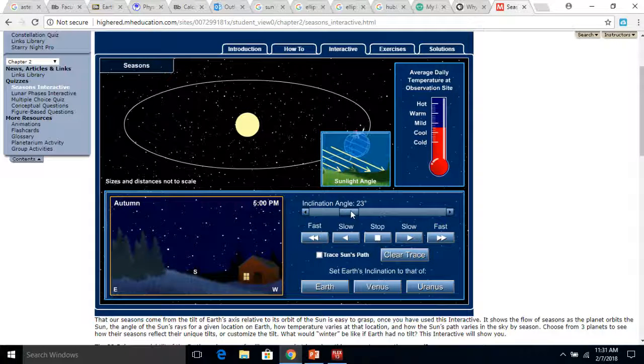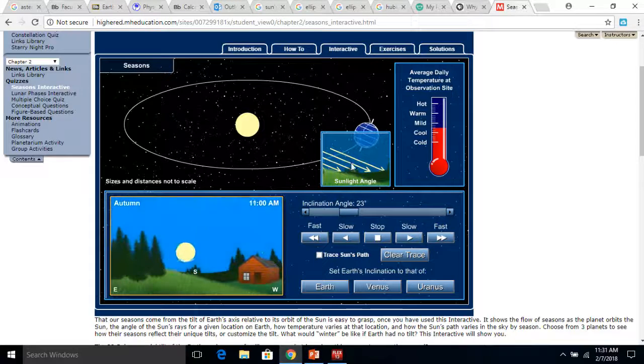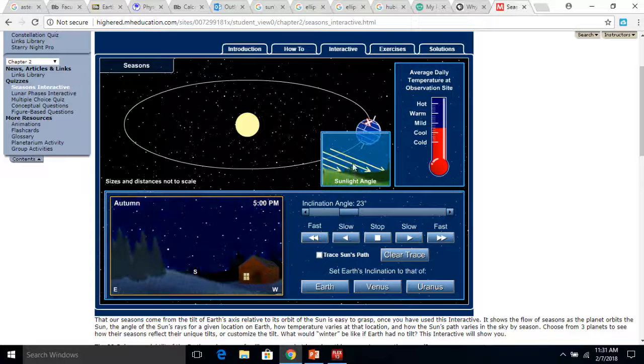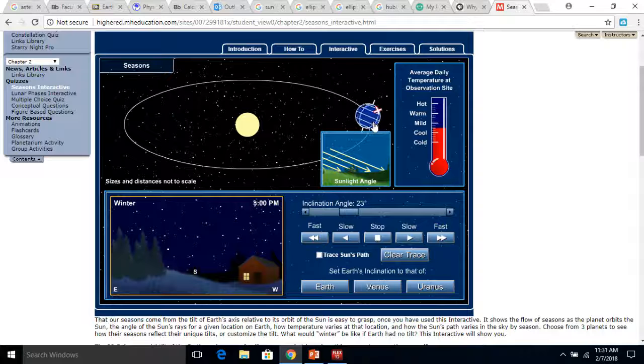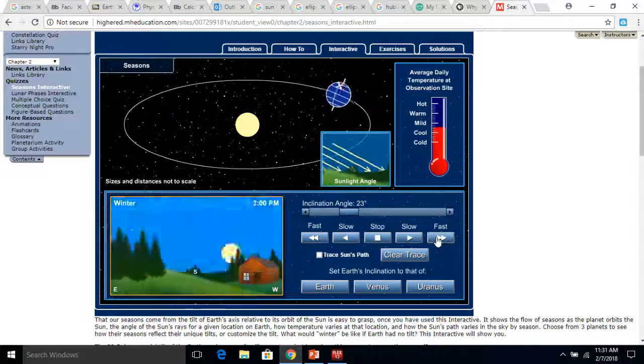Now, here's the real deal, people. The 23-degree tilt gives us the change in these angles right here. And you can also see that the sun, when it comes through this, will take different paths. I'm going to make it go a little bit faster so that you can see it. Look at them turning. Can you make it faster? Yeah, I can.